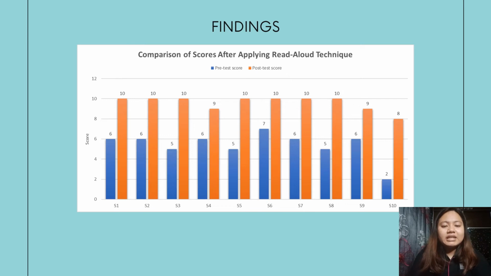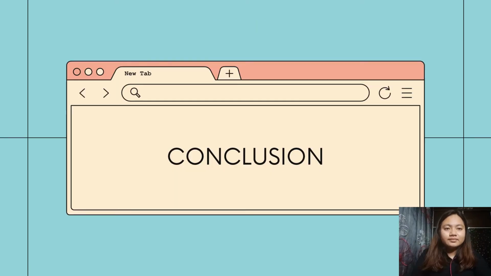Another finding in this study is that most of the participants find that reading aloud has helped them to boost their confidence and self-assurance to speak up in the English classroom. To conclude this study, reading aloud is indeed a good technique that can be used by teachers to help in enhancing students' pronunciation. I think that is all from me.